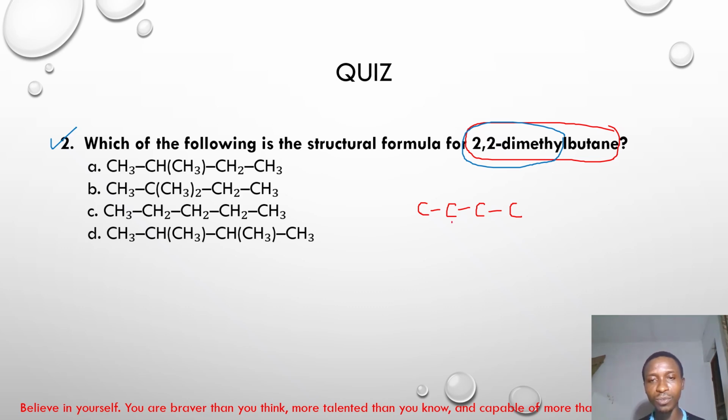So at that 2, we are going to have a branch, that is the first 2. Then for the second 2, we still have another branch on the second carbon atom because it's 2,2. So we have a branch here. We have CH3 here, which is our methyl. We should be familiar with that now. Then this also will be CH3, which is also our methyl. That is 2,2-dimethyl. Then the next thing is to fill our hydrogen atoms.